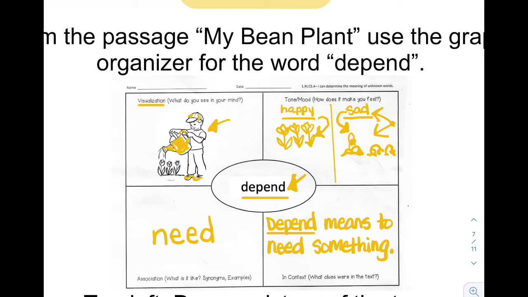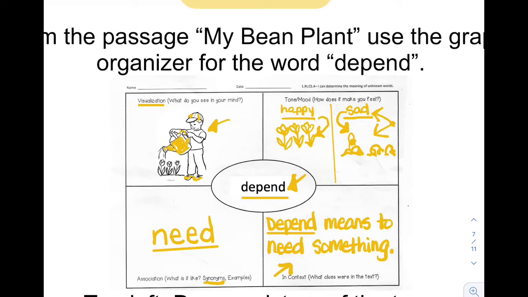Next, you're going to write a word that is a synonym. And that means a word that means the same thing. And as we talked about earlier, we decided that need was a good synonym. It means basically the same thing. So that's the word I chose to use.